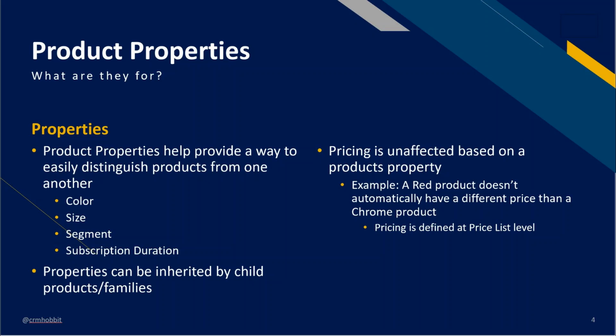Now, something important to understand, pricing is unaffected. So you're not going to be able to, based on just the property alone, say that a red chrome Funko Pop, for example, is more expensive than a black chrome Funko Pop. Pricing is really defined at that price list level.